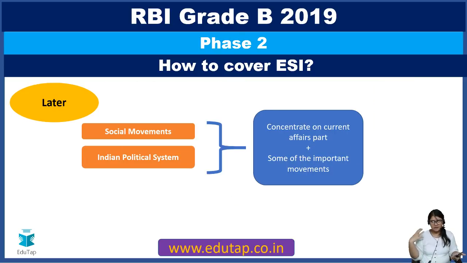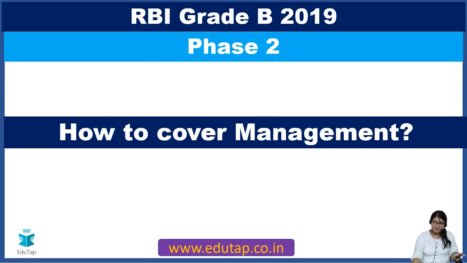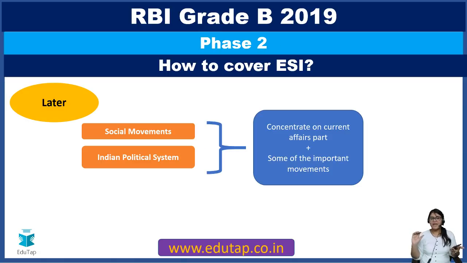Fine. So the remaining topics, maybe social movements and the Indian political system, let us keep for a later part. Concentrate on the current affairs part that you're already doing. So here we are where we have covered phase 1 completely. How do we need to approach current affairs, which is for phase 1, phase 2.